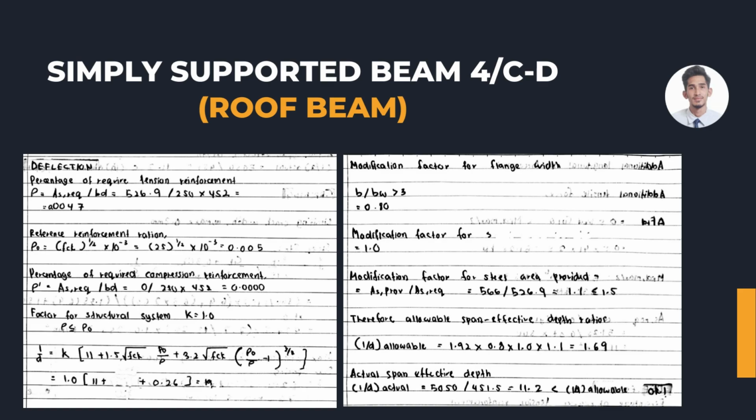So the last is the modification factor for steel area provided, As prov over As required. So I get the result is 1.1, less than 1.5. And for the actual span effective depth, the L/d actual is less than L/d allowable, so it means okay.